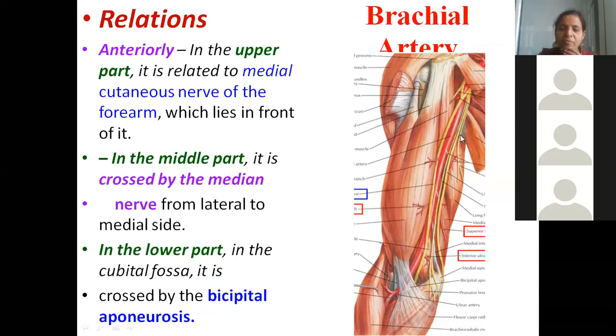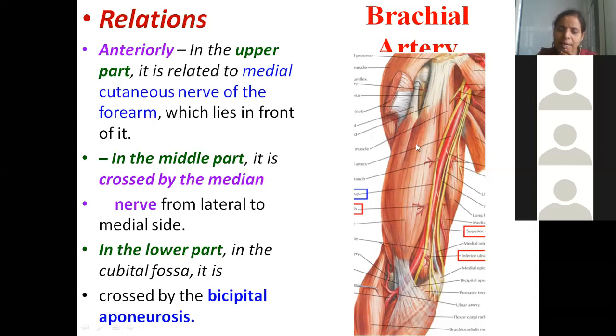See, this is the front of the arm. The skin has been reflected, stripped off. You find this muscle has two heads. What may be the name of this muscle? Biceps brachii. Close to biceps brachii, from the coracoid process, there is one muscle originating. Coracobrachialis. Short head of biceps and coracobrachialis. This is the long head of biceps.